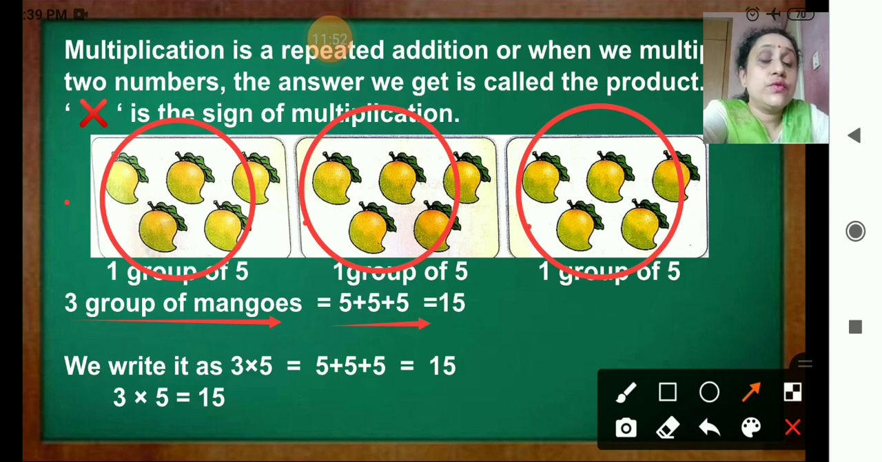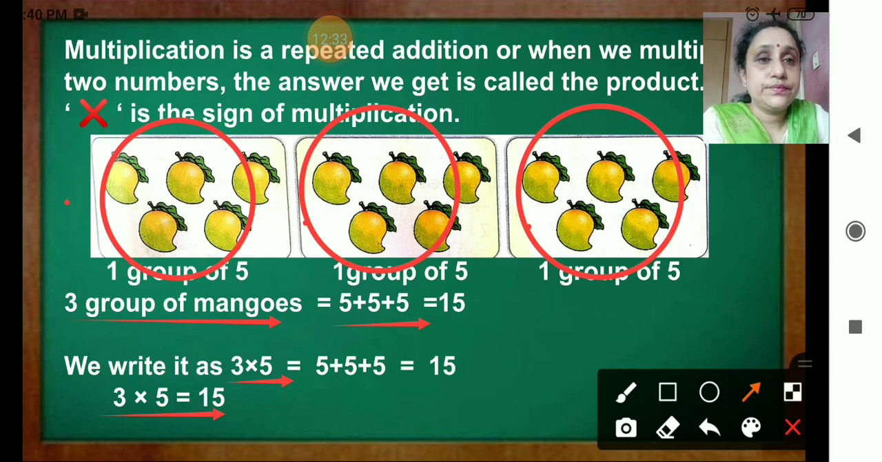So what do we have to do? We have to see how many groups there are, and how many things there are in that group, you have to count. So 3 groups of mangoes equals 5 plus 5 plus 5 equals 15. In each group there are 5 mangoes. So we write it as 3 fives are, you can see here, 3 multiplied by 5 equals 5 plus 5 plus 5 equals 15, or we can write 3 fives are 15.